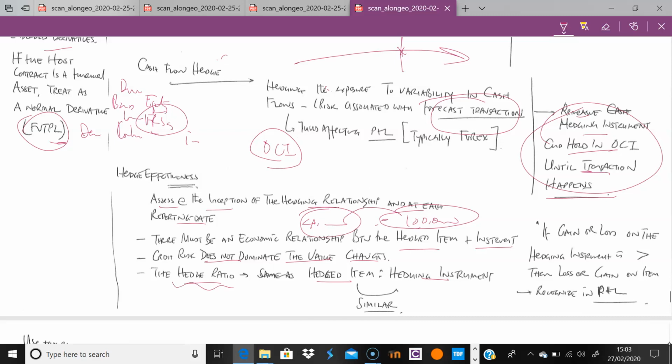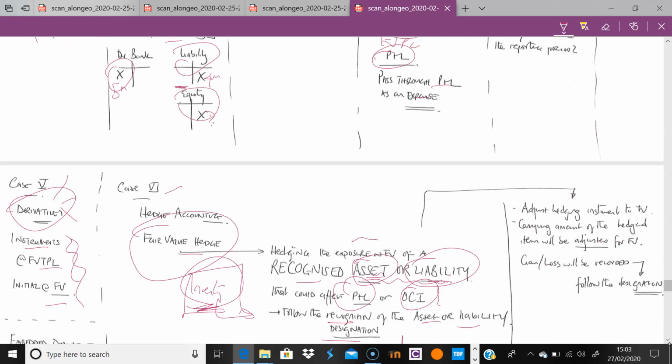We do have scenarios in the cash flow hedge where, if the gain or loss on the hedging instrument is greater than the item itself, you can recognize that in the P&L straight away. But again, I think it's important that as you do questions, you'll be able to see this pan out. This is just to make you aware of those issues. Yes, and I believe that's the end of financial instruments.